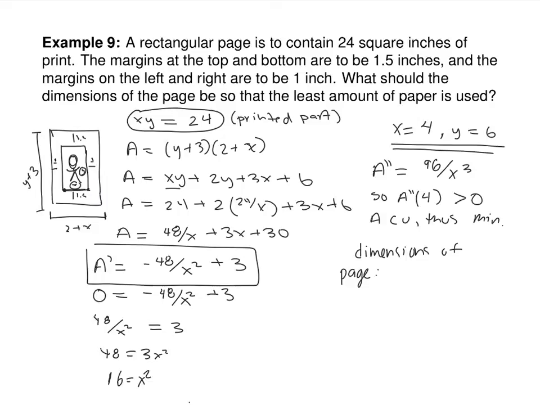Okay, so this asks for the dimensions of the page. If they want the printed area, they're going to specify printed area. Does that make sense? So the base of the page is going to be 6 inches, and the height is, yep.